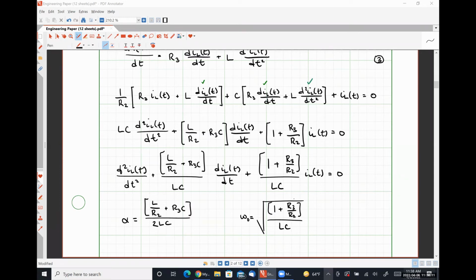So the goal here is to get a second order differential equation where the coefficient of the second derivative term is one. And to facilitate that, I had to divide both sides by LC.